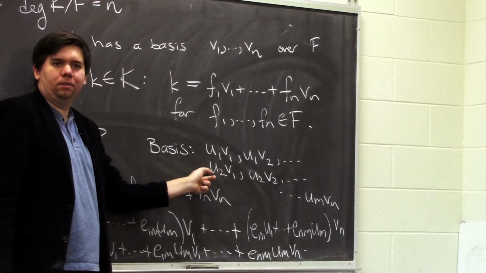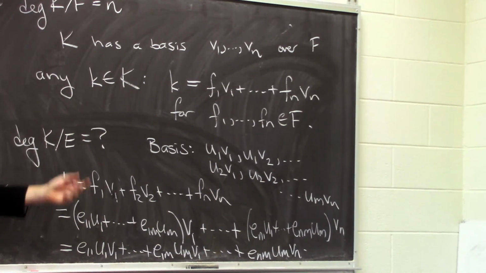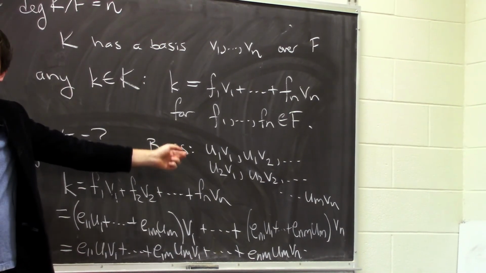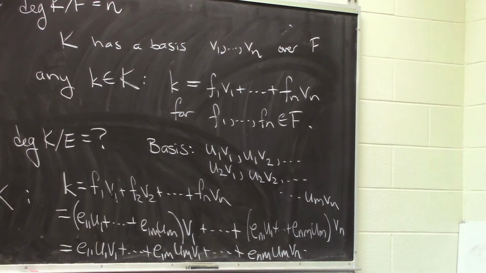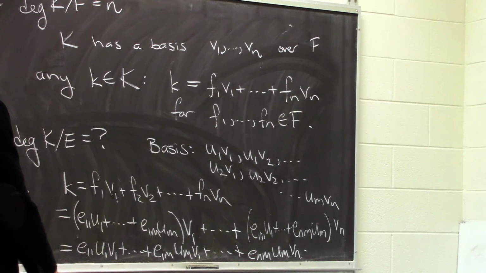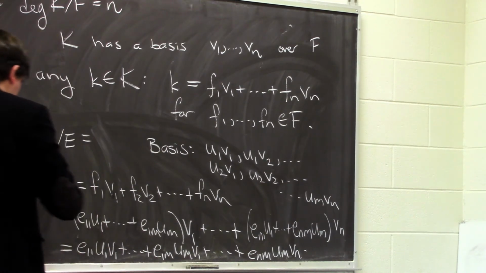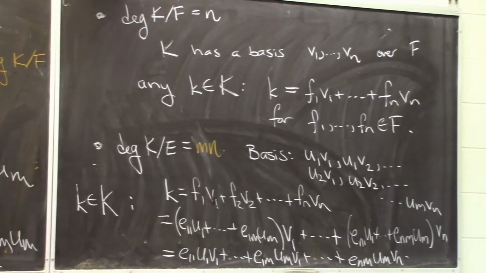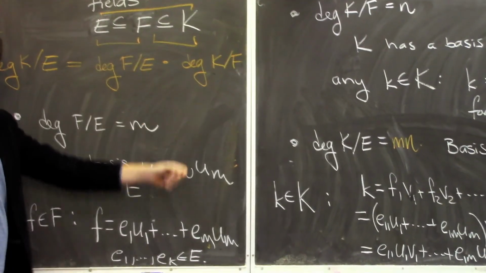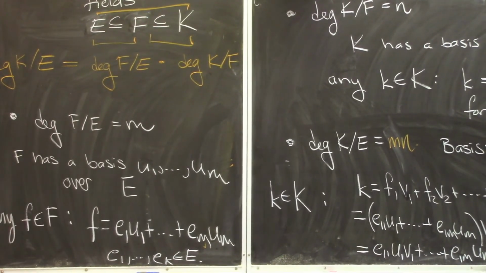Well, to check it's a basis, you should convince yourself it's linearly independent, but that'll just follow from the fact that your u's and your v's are linearly independent. And so sure enough, there are mn elements in our basis, so this degree must just be m times n, the product of the two degrees. Okay.